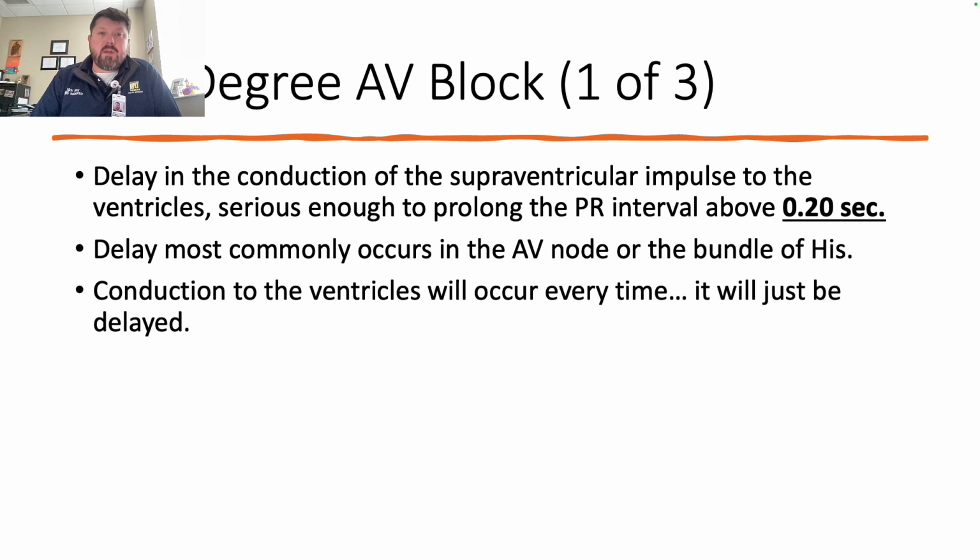So if you remember the normal rules of rhythm interpretation, your PRI should be between 0.12 seconds and 0.20 seconds. So if you see a rhythm that has a sinus P wave and a QRS, but the PRI is greater than 0.20 seconds, then it will be a first degree AV block. The delay most commonly occurs in the AV node or the bundle of His, and it prolongs the PRI. Conduction to the ventricles will occur every time. So again, this is not a block, it is a delay.